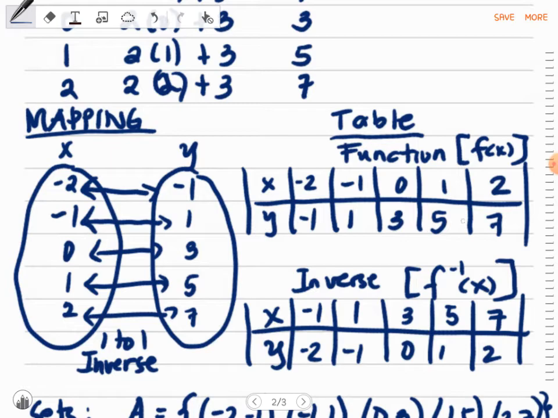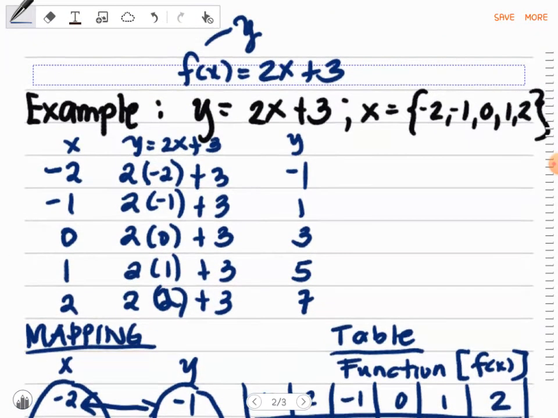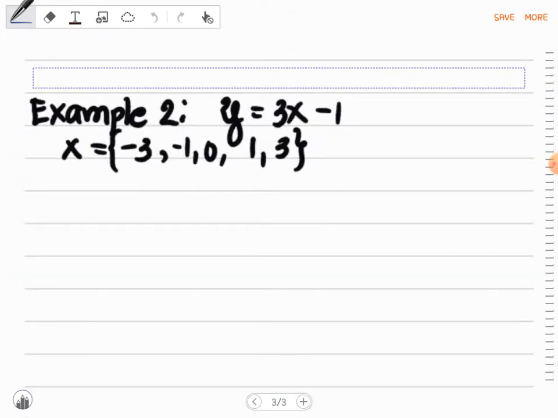The first is a one-to-one function. The second table is an inverse of a one-to-one function. The first set is a one-to-one function, and the second set is an inverse of the one-to-one function. So, using this equation, y equals x plus 3 given the values of x, such as negative 2, negative 1, 0, 1, and 2. Okay? Now, to make it more explicitly explained, let's have another example.